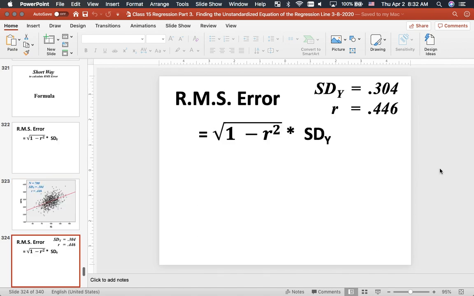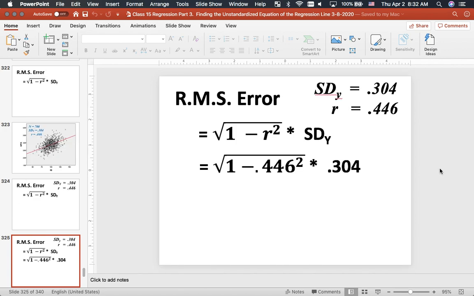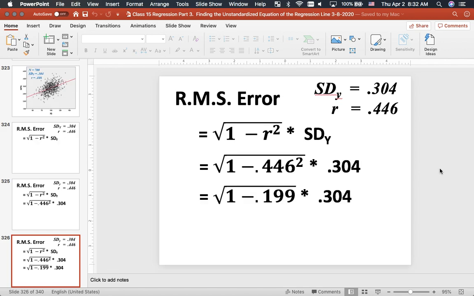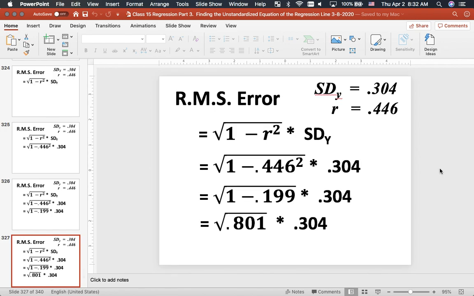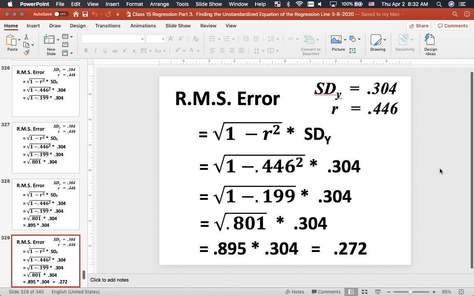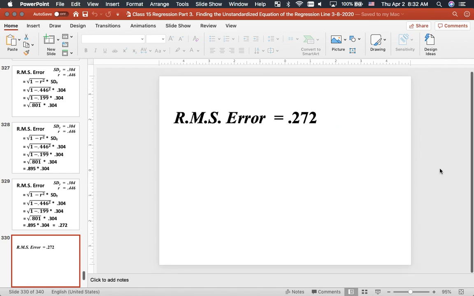So in our example here, we can just plug in everything we have. We have the SD of y, 0.304. We have the r, 0.446. So let's plug that in. First, you want to square 0.446 to get 0.199. Take 1, subtract it off, 0.801, take the square root of that. And then multiply that, which is 0.895, times 0.304 to get 0.272. Same as the long way, same answer.